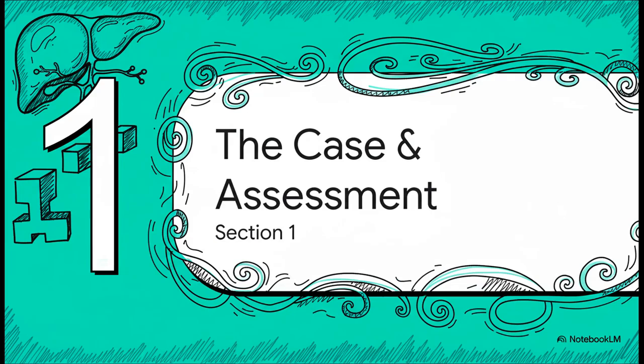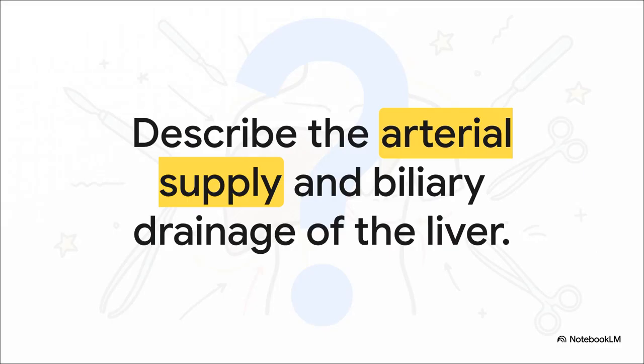Good! A systematic assessment is exactly what I'm looking for. It's the only way to tackle a case like this. And when we're talking about liver surgery, a systematic approach always starts with the anatomy. So let's start there. This is a classic viva opener, a real bread and butter question. It's fundamental. So talk to me about the liver's arterial supply and its biliary drainage.